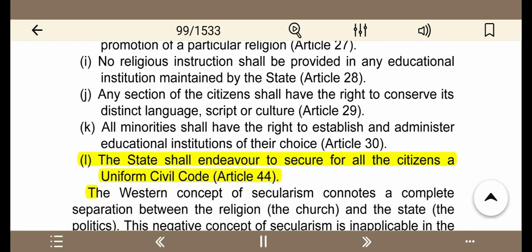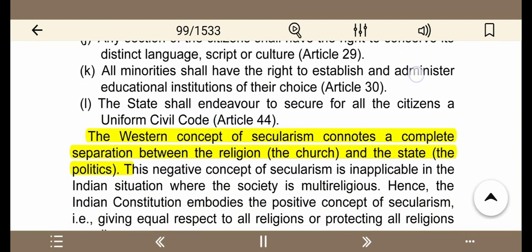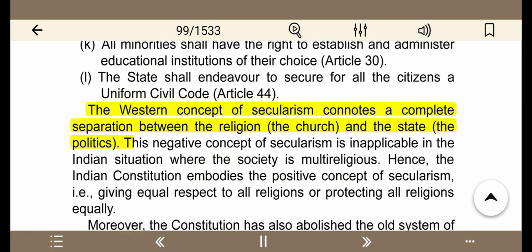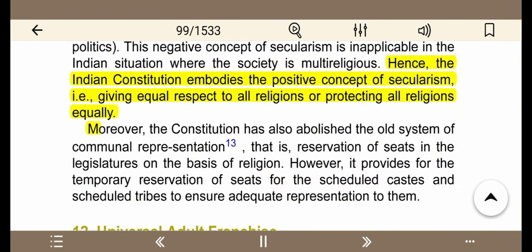The Western concept of secularism connotes a complete separation between religion, the church, and the state, politics. This negative concept of secularism is inapplicable in the Indian situation, where the society is multi-religious. Hence, the Indian Constitution embodies the positive concept of secularism, i.e., giving equal respect to all religions or protecting all religions equally.